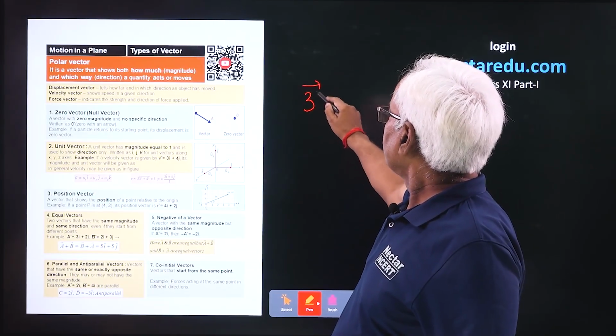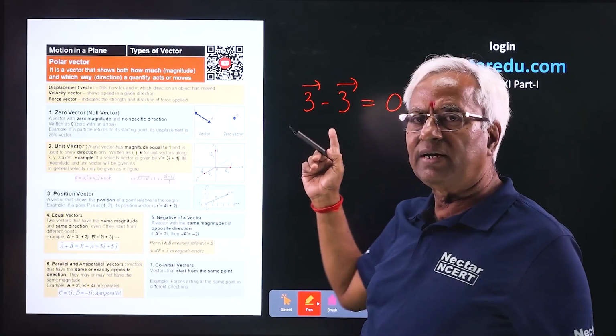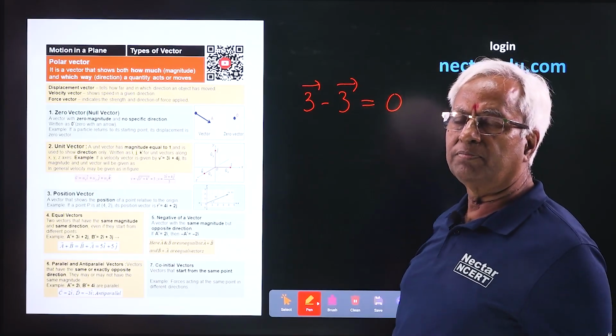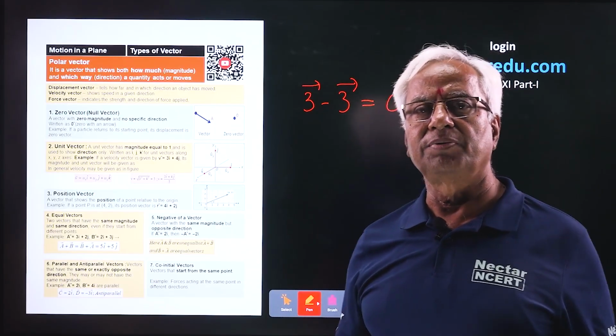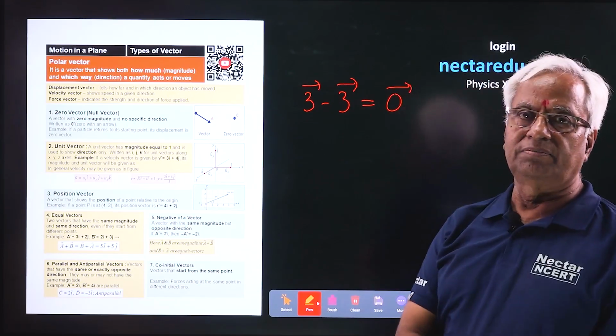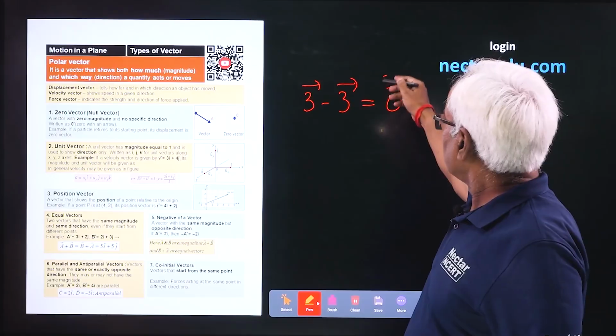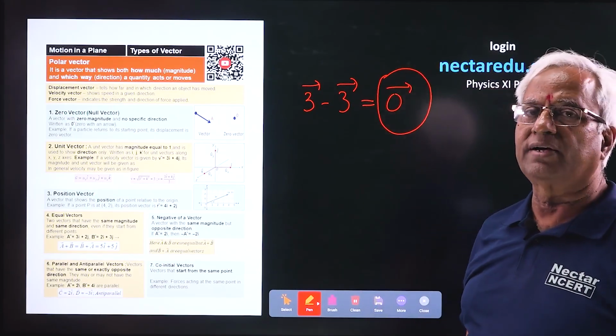Then in that case, if you take the difference of two vectors, you can't write this way because there is one basic binding that sum or difference of two vectors has to be a vector only. So you will put here one vector. This vector would be known as null vector or zero vector.